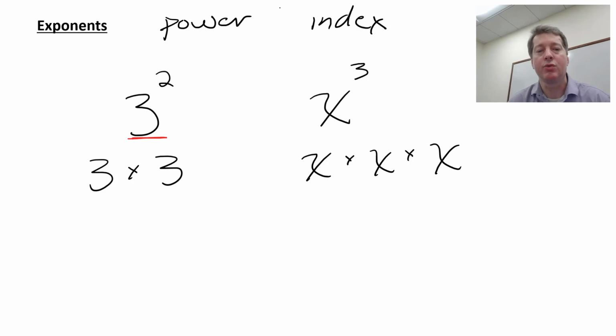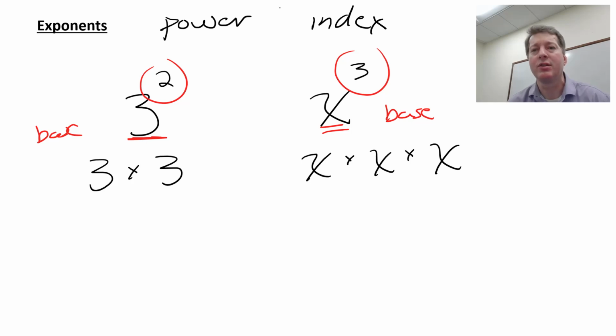And in this case, 3 is called the base, x is called the base. So the base is the number that you're raising to an exponent, and then of course 2 is an exponent, 3 is an exponent. So that's the gist of it, but let's dive a little more into this.